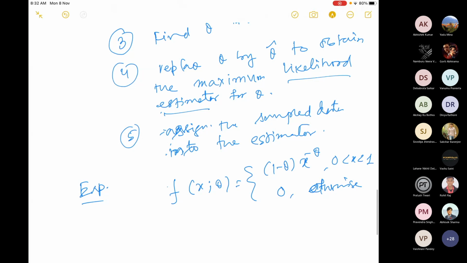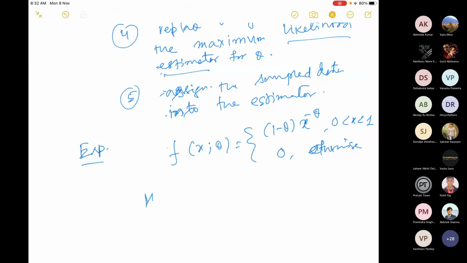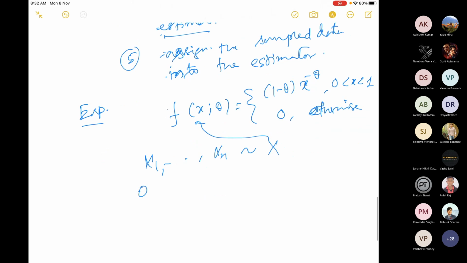Okay, and so this is my f(x; theta), and let's say x1, x2, ..., xn is the random sample. So they are all following X, and X has a PDF of this form. Then the question is: find theta hat. So you want to find an estimator for theta using ML, the maximum likelihood method.